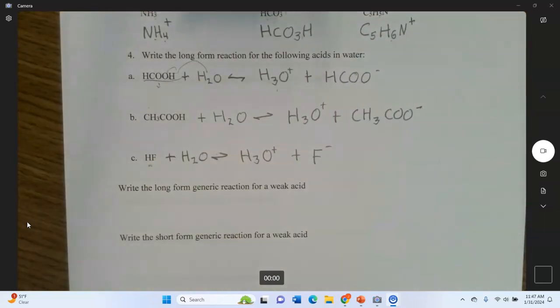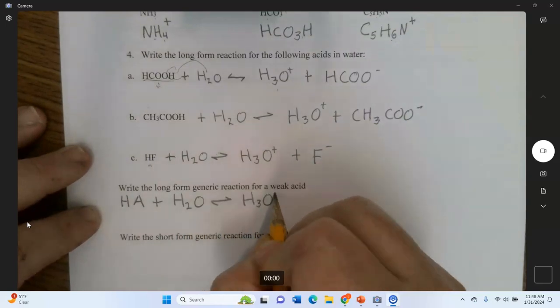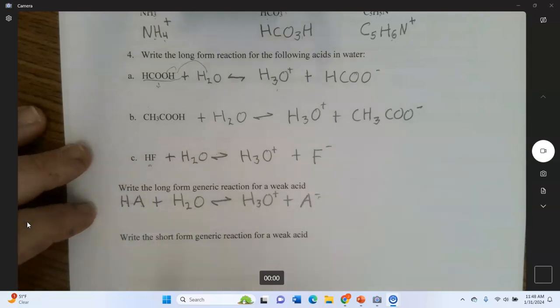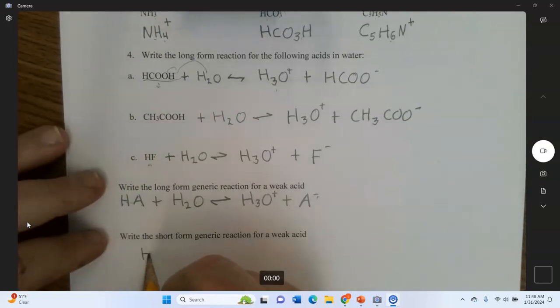Write the long form of a generic reaction. You want to learn to write generics, because if you get some acid by name that you don't know the formula for, you use the generic formula. So it would be this. You broke that off, it joined the water to become that, and then the rest of it was left behind with the electron, so it's that. Write the short form generic reaction for a weak acid, so it's simply this. You omit the water on both sides.